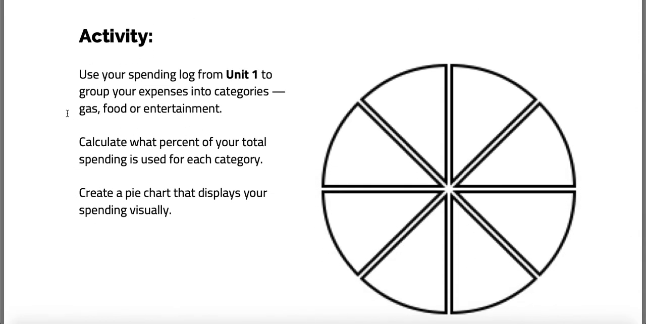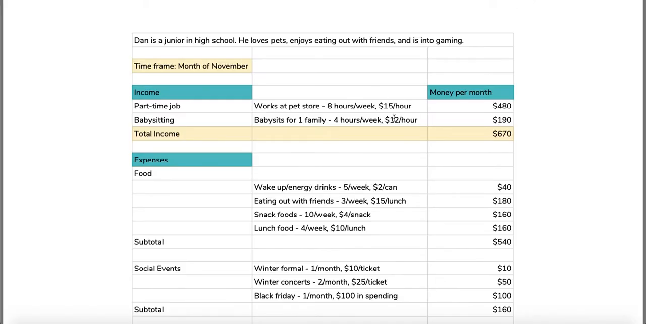What can be helpful to determine your expenses is to first group them into different categories, such as gas, food, entertainment, and then calculate what percent of your total spending is used for each category. Let's take a look at how this all comes together in an example spending plan.